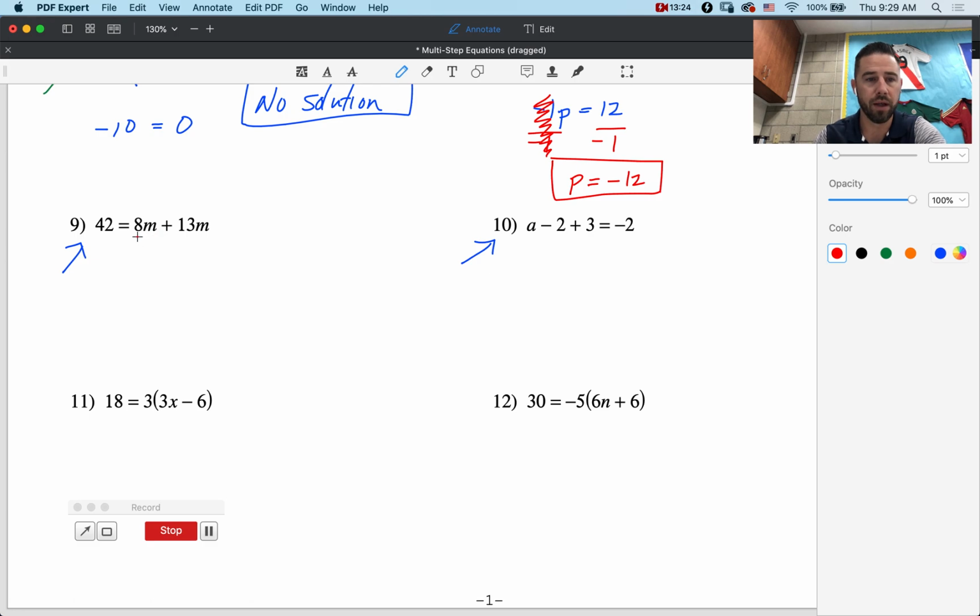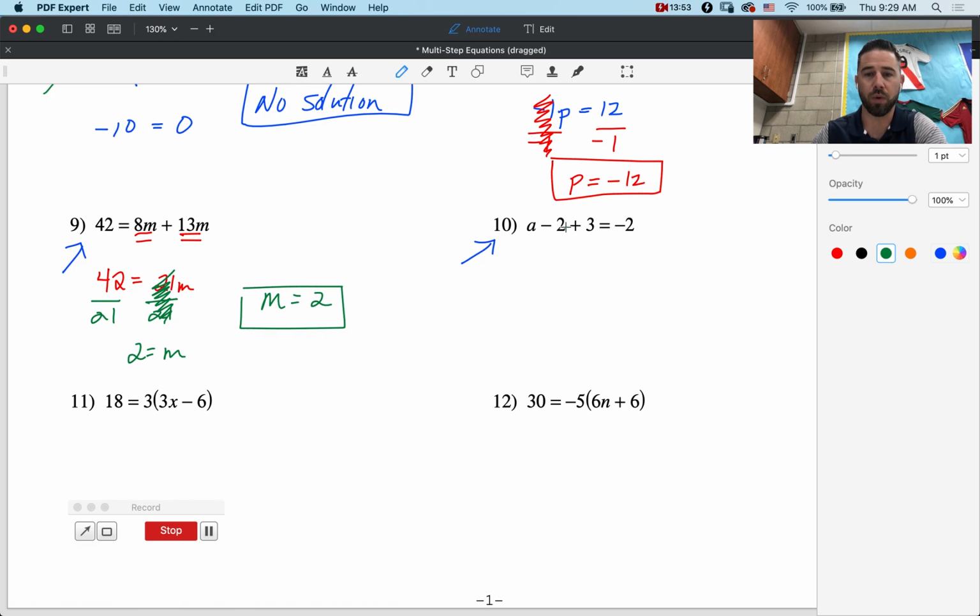Let me slide down here. Let me come over here. Combine like terms, combine like terms. I'm going to leave my 42 on the left. I think I get 21m. Then you ask yourself, what's being done to m? m is being multiplied by 21, so we do the opposite and divide by 21. I think we get 2 equals m. We don't like how that looks, so we write it as m equals 2.